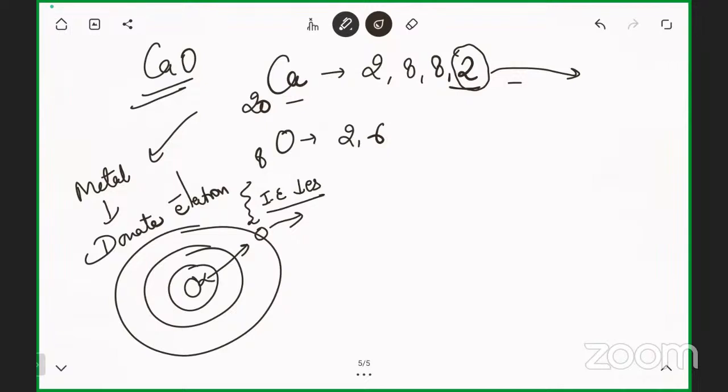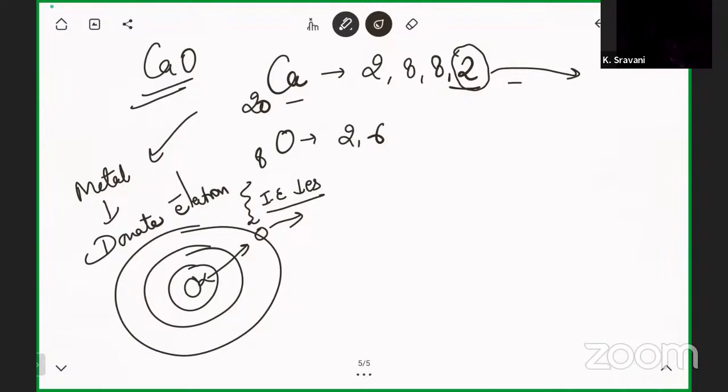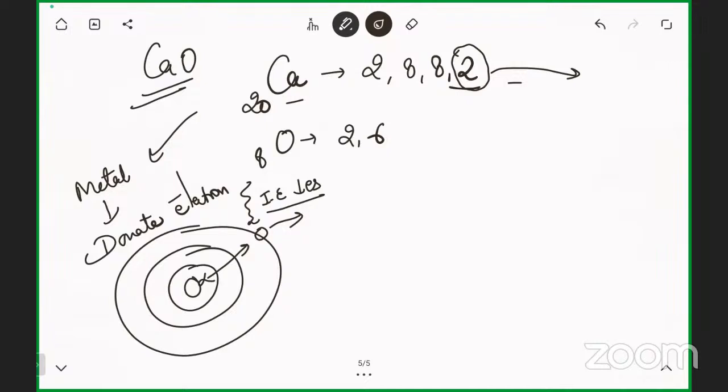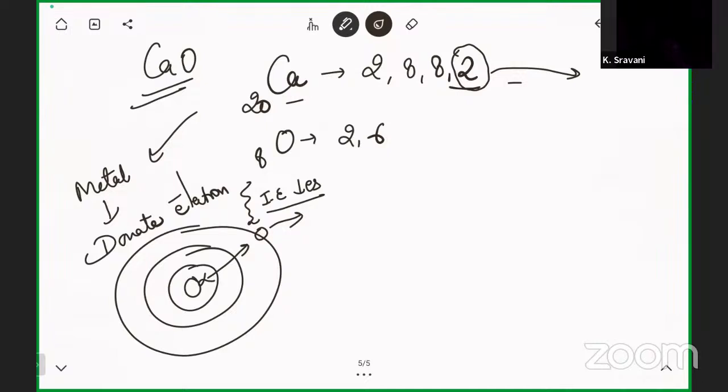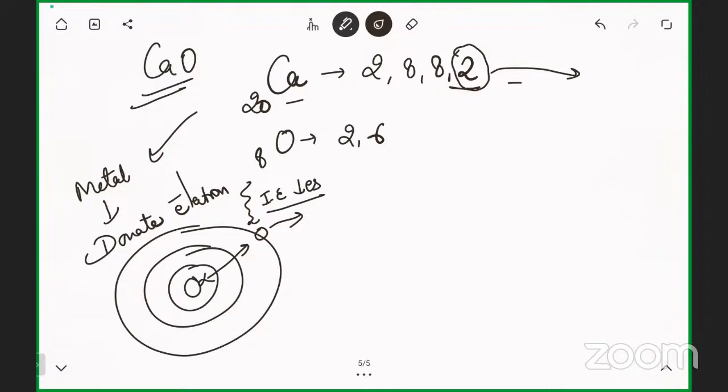What is ionization energy? First, tell me. Energy required to remove an electron from the outermost shell. This is the amount of energy required to remove the outermost electron in an isolated gaseous atom. So if it donates 2 electrons, it will become Ca2+ ion.